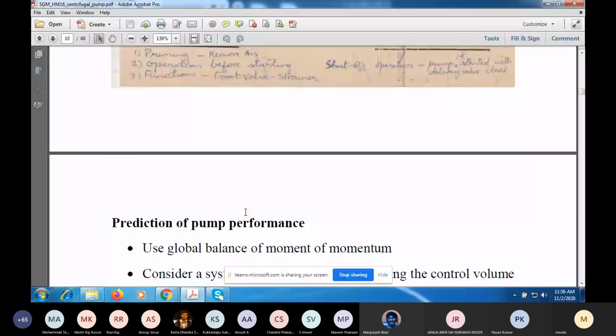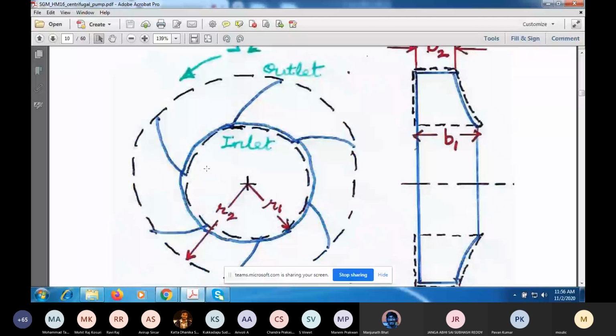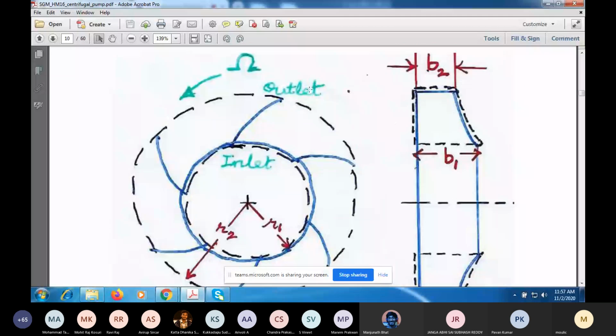Now we need to predict the performance of the pump. So we'll use the global balance of angular momentum. I'll show you this control volume in dotted lines. We are just considering the impeller part. This dotted black surface is the inlet to the control volume, at radius r equal to r1. And at radius r equal to r2, I've shown another dotted circle, which is the outlet of the control volume. Inside you have vanes of infinitesimally small thickness, and you have liquid in the passage.